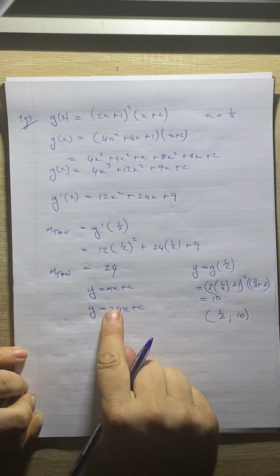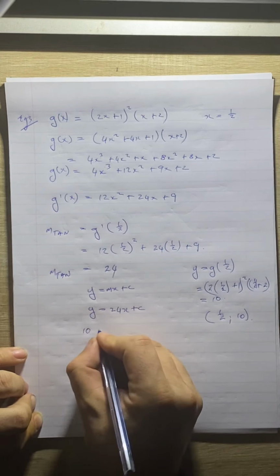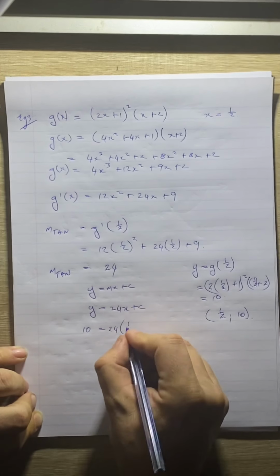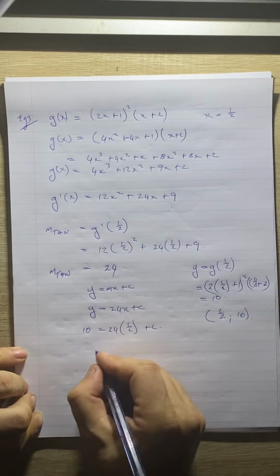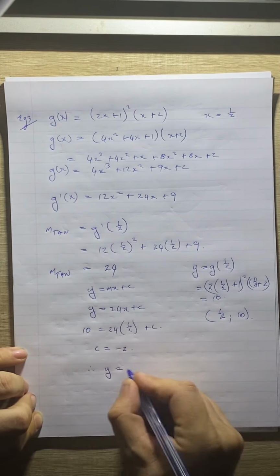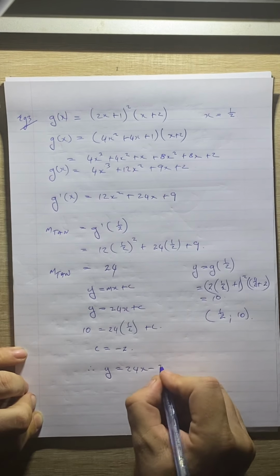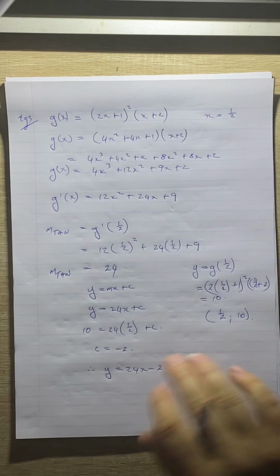I'm going to plug this into here. So our y value is 10 and our x value is a half. So we get 10 is equal to 24 times a half plus c. So that's going to give us 12. So c is equal to minus 2. Therefore, y is equal to 24x minus 2 is the equation of the tangent. Okay, example 4.